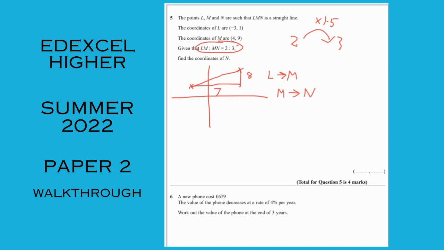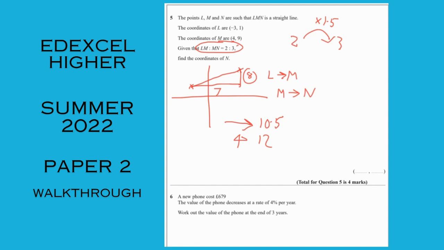So if you add on the journey, a movement right 7 will become a movement right 10.5. You add on half. And a movement up of 8 will become a movement up of 8 times 1.5. It'll become a movement of up 12.